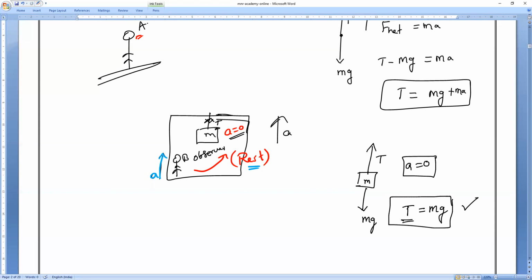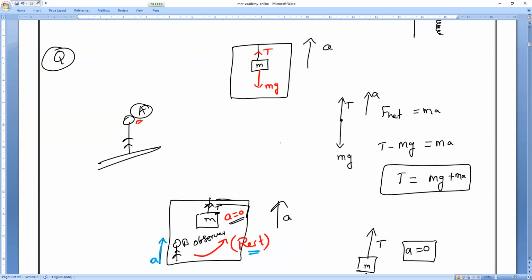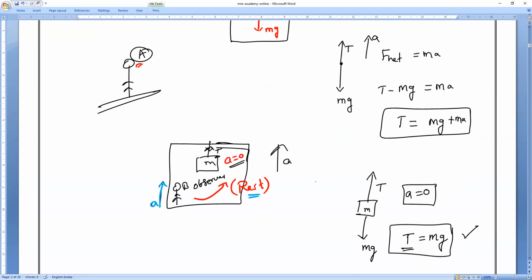So that is the difference between when the observer is seeing from the ground and when the observer is along with the mass. Now, I cannot measure the weight or the force or tension in the string. So instead of the string, what can I modify it into, guys? Spring.